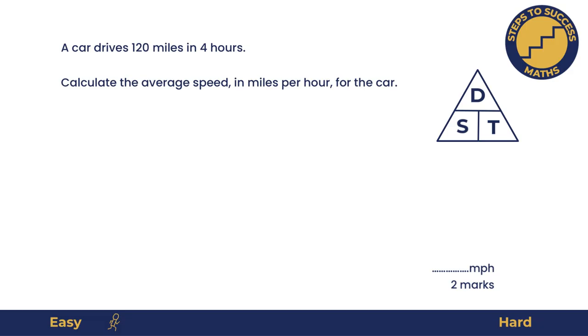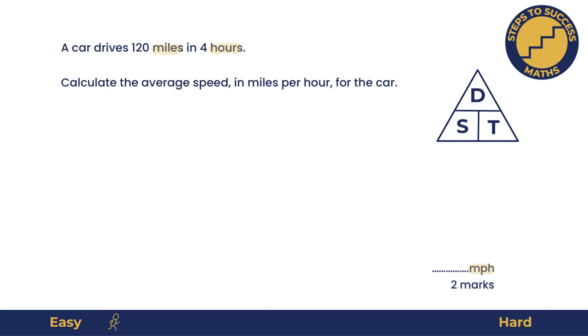A car drives 120 miles in 4 hours. Calculate the average speed in miles per hour for the car. Okay, so there are a couple of important things to check. Check what units you're in and you need to give your answer in. So miles per hour, and we've got a distance in miles and a time in hours.